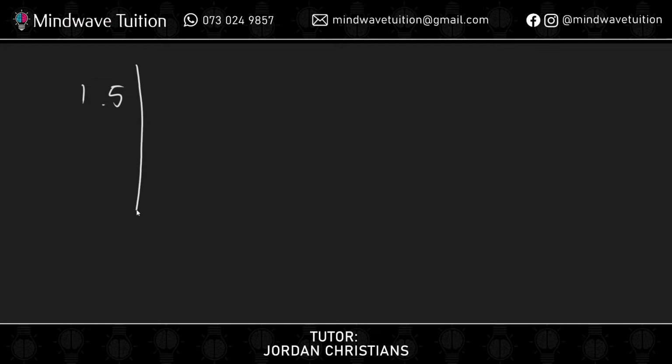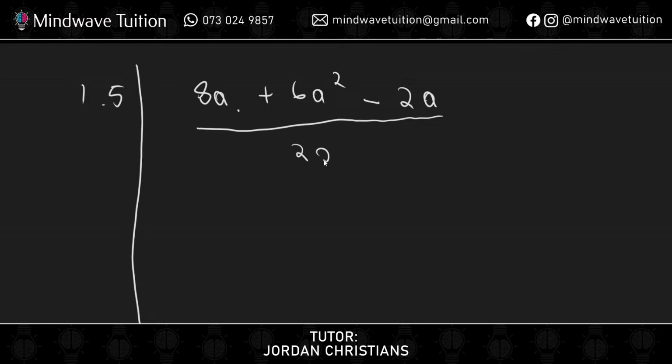So 1.5. We have 8 plus 6a squared minus 2a. Let's do the line a bit better. So we'll have a negative 2a. Oh, this is just, sorry, not 8a, just 8. Sorry about that. There we go.